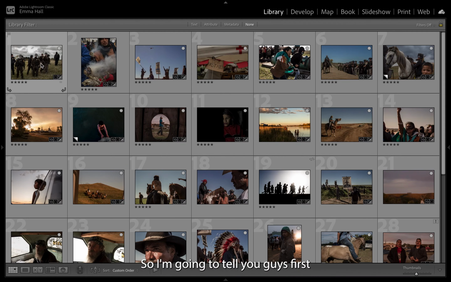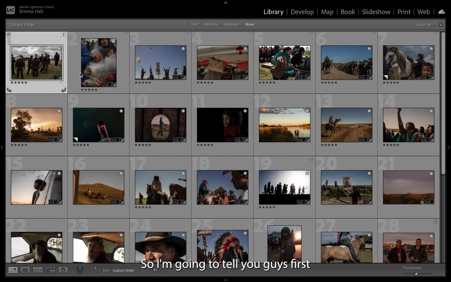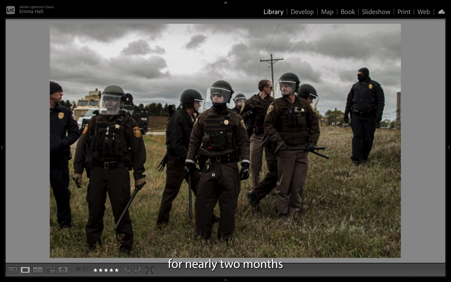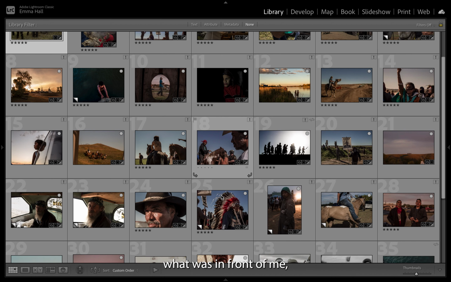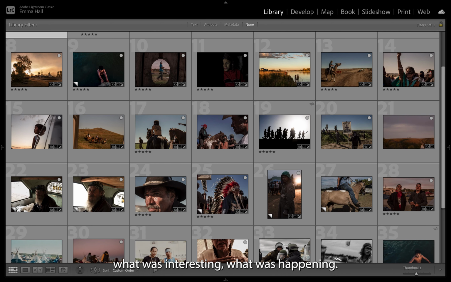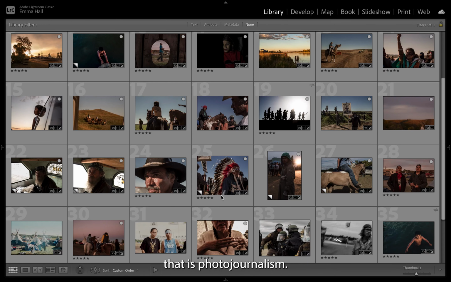So I'm going to tell you guys first that there are several police photos, and when you're doing a story like this, even though I was here for nearly 2 months of documenting what was happening, I have so many photos because I was very trigger happy as a new photojournalist. It's so hard to pick a good amount of photos that are clear and concise of what story you want to be telling. And for me at the time, I did not know what story I was telling. I was just photographing what was in front of me, what was interesting, what was happening. And for a lot of people that is photojournalism.